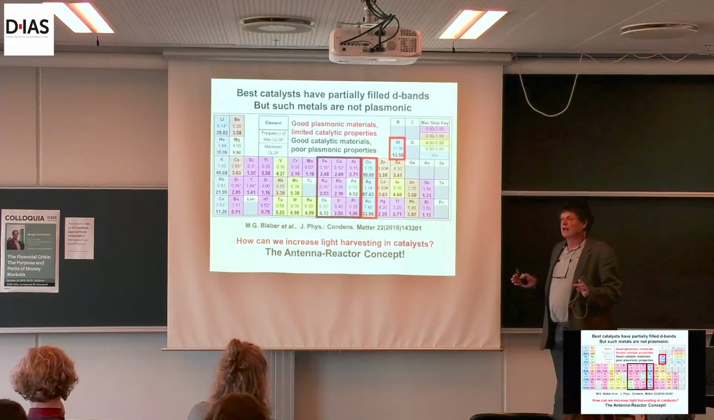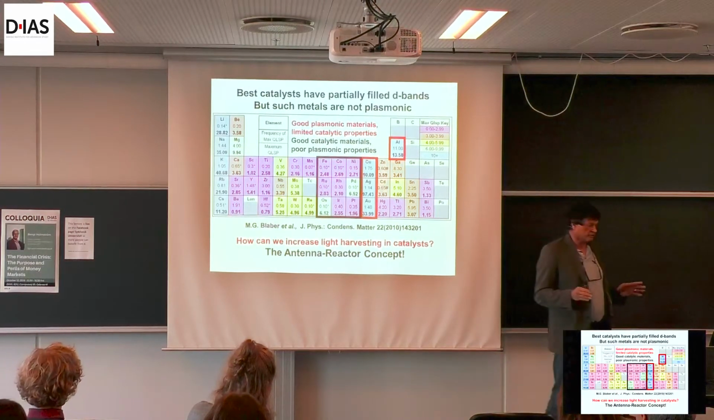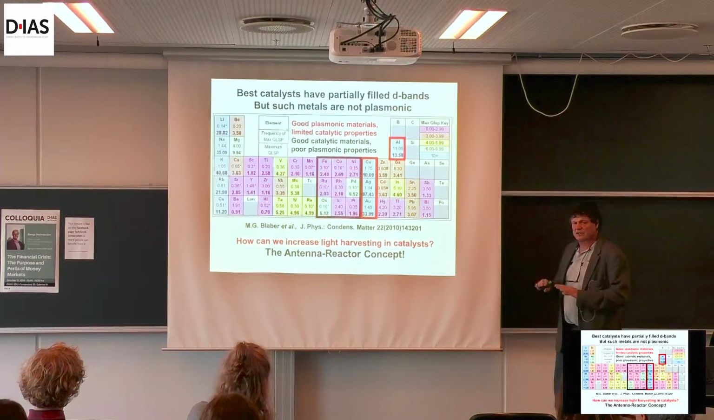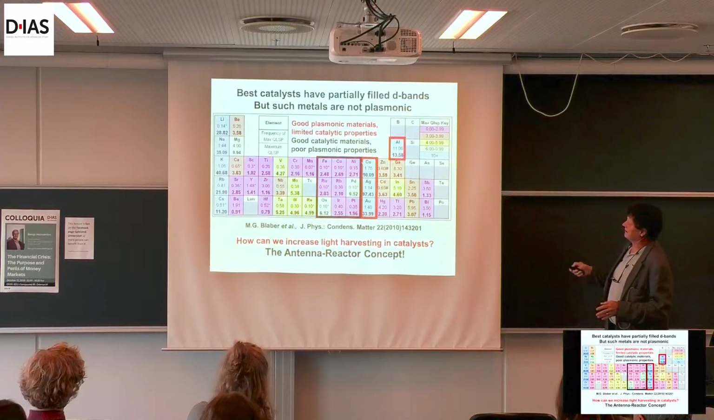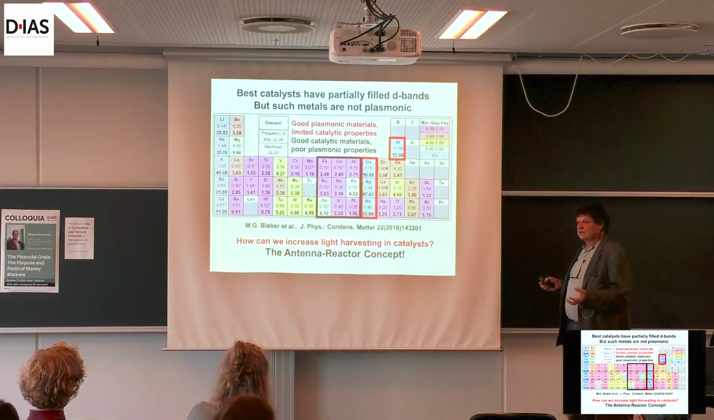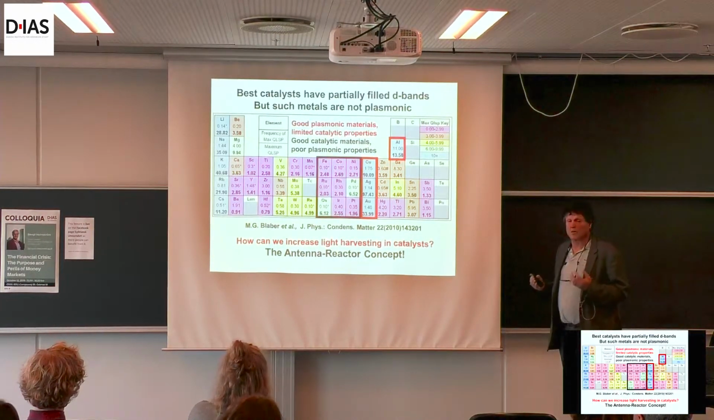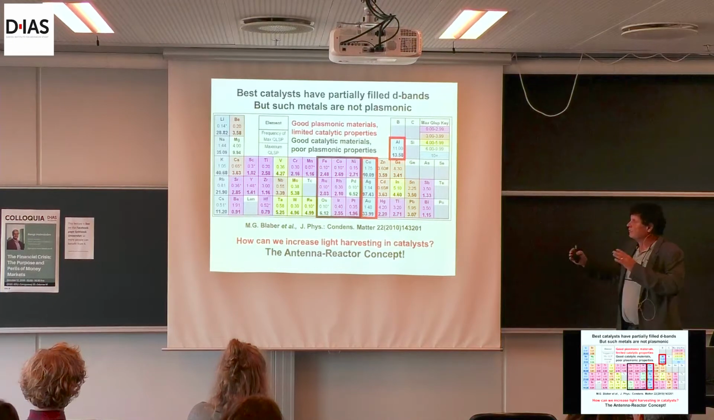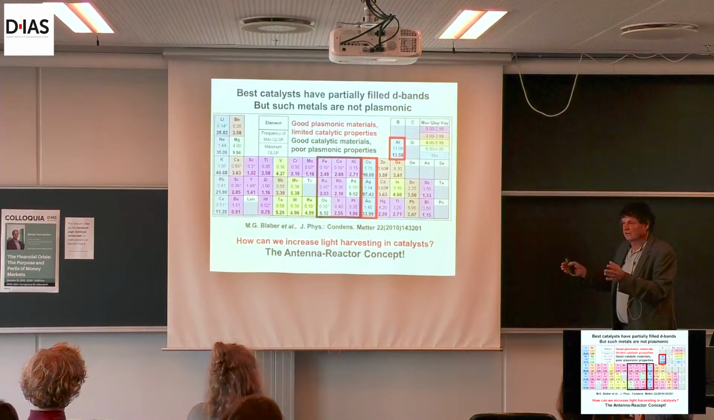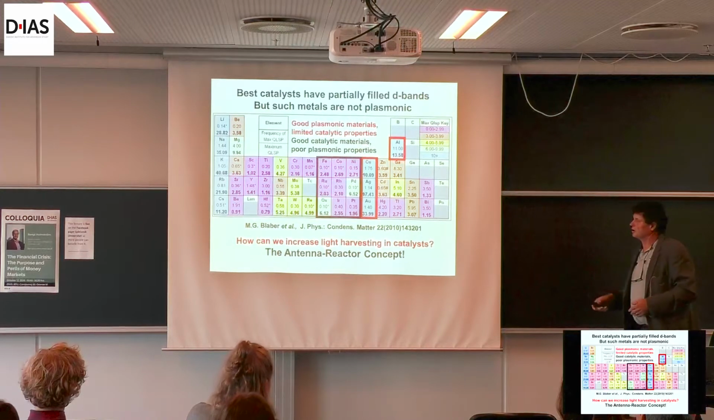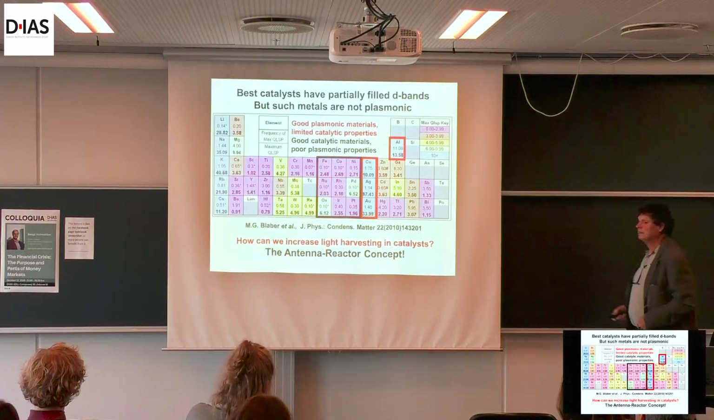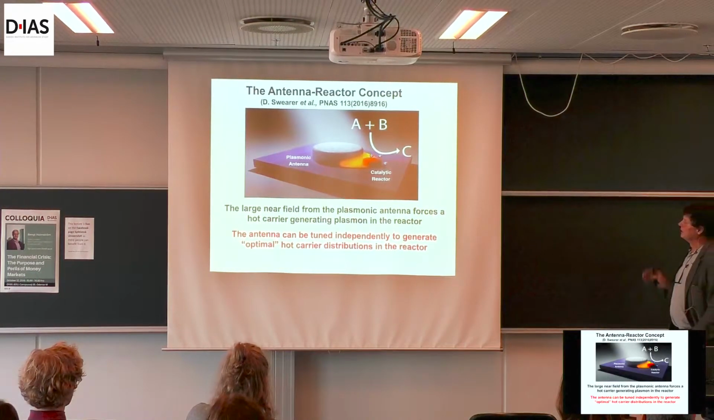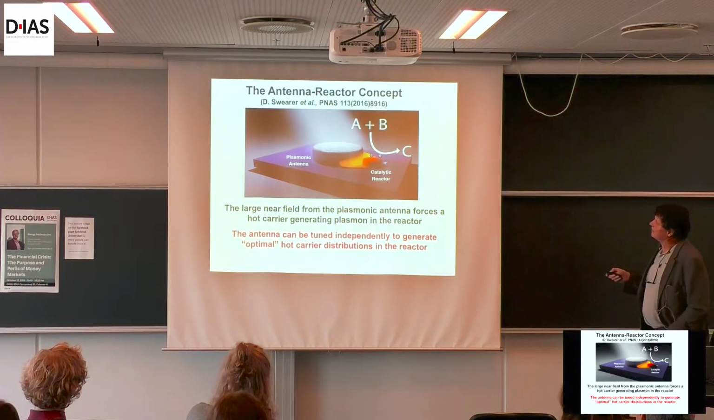Okay, we saw that we can actually do catalysis, but how can we make catalysis efficient? Okay, aluminum and gold by themselves are great plasmonic materials. Okay, as would be copper and silver, but they don't have d bands. They are very poor catalysts. So we tried to come up with a kind of concept which involved the light harvesting of plasmonic nanoparticle with the catalytic performance of transition metals, which would not be light harvesting. And this is the antenna reactor concept. And I'm going to talk now about a few very quick applications of this antenna reactor concept.